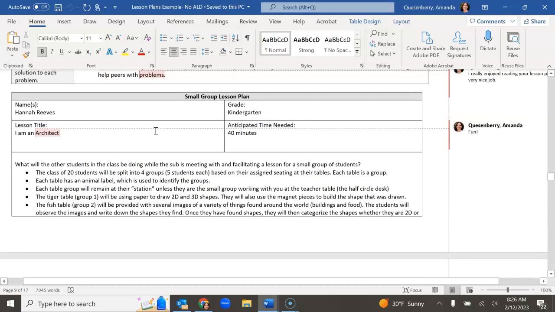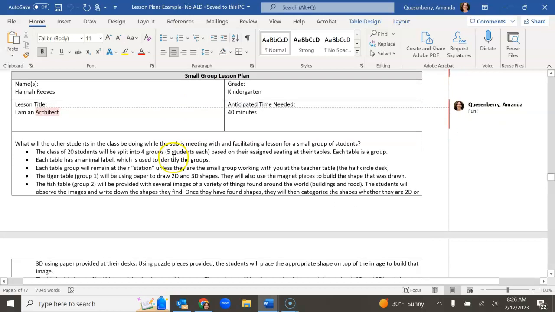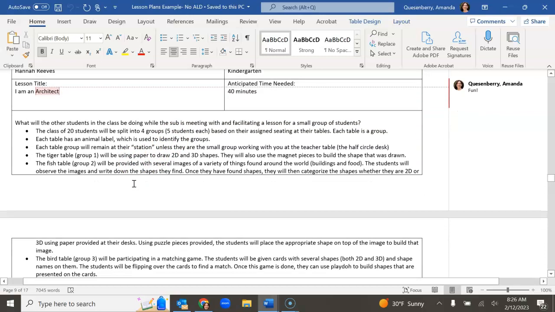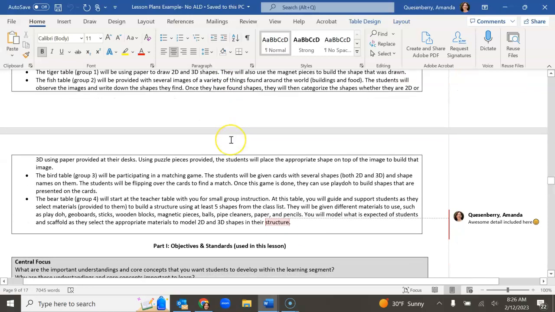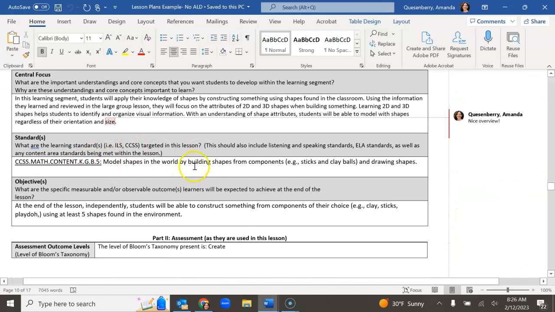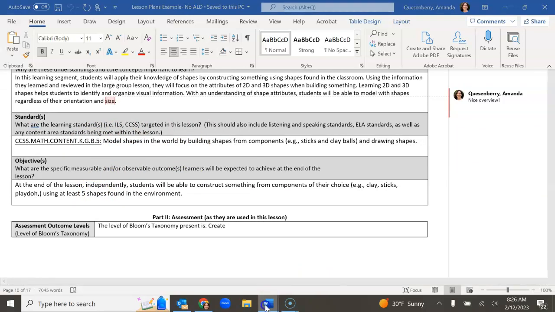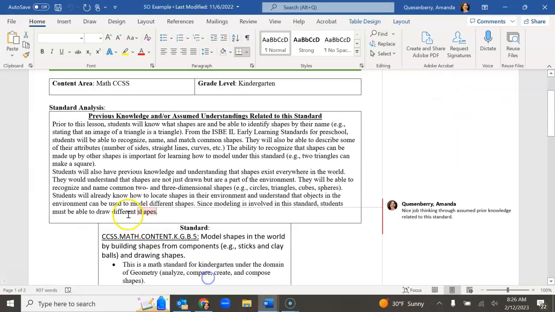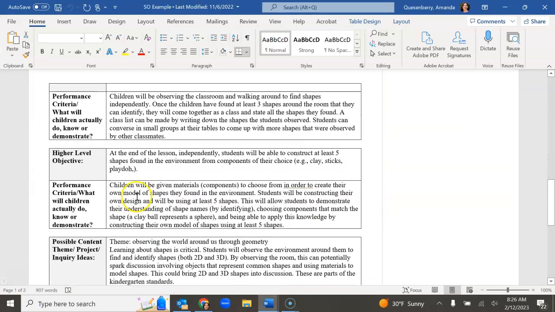Then this gets sort of repeated in the small group lesson plan, right? But in small groups, what do we know? We dive deeper. We go deeper into the content because we're working with smaller groups of students. We also know that small group lessons can be longer than large group. So I'm not going to go through this whole thing, but it's very similar in terms of the standards, the same.